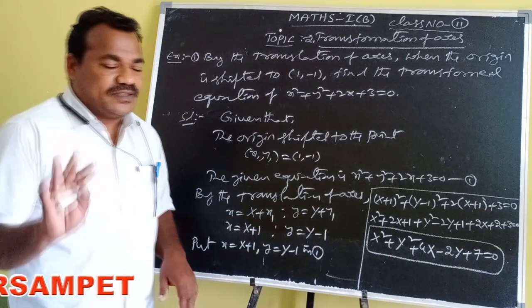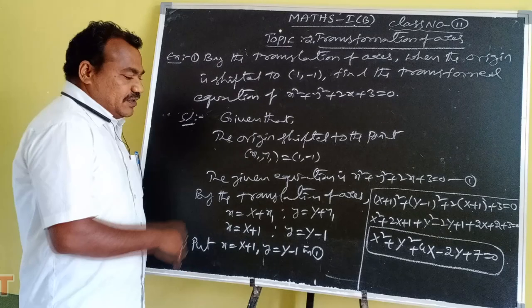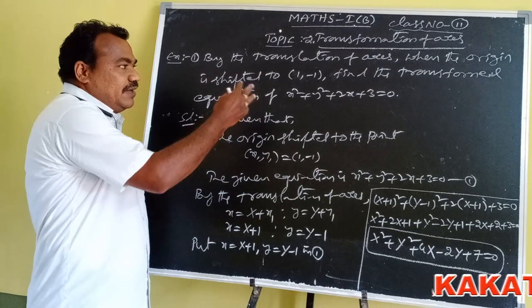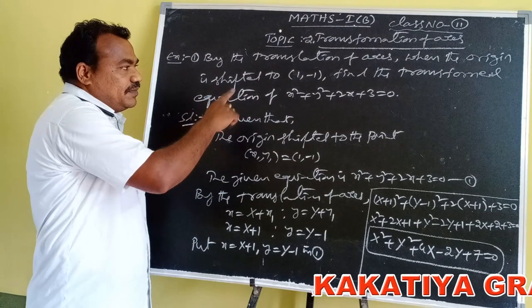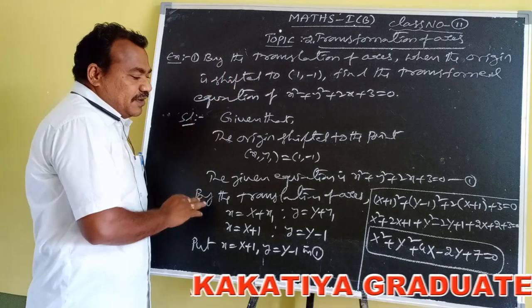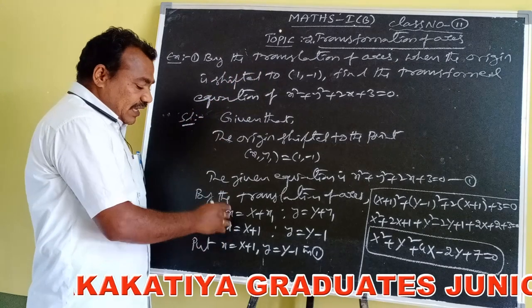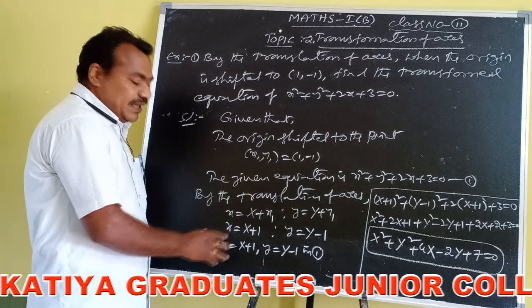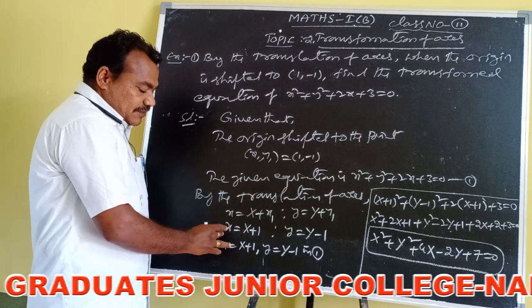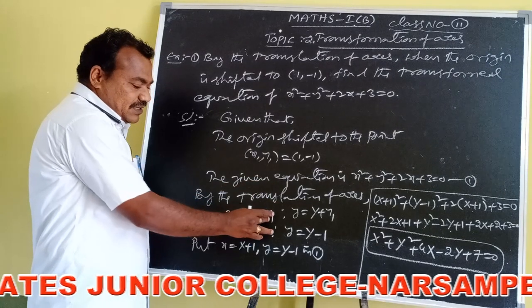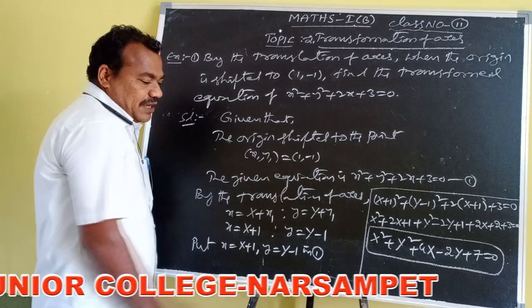This is the process to find the transformed equation of the given equation when the origin is shifted to the given fixed point. We eliminate the small x and small y by using the substitution small x is equal to capital X plus x1, small y is equal to capital Y plus y1.